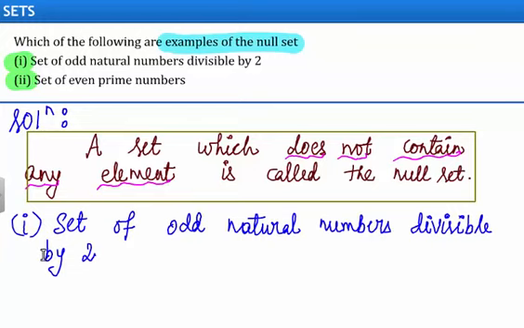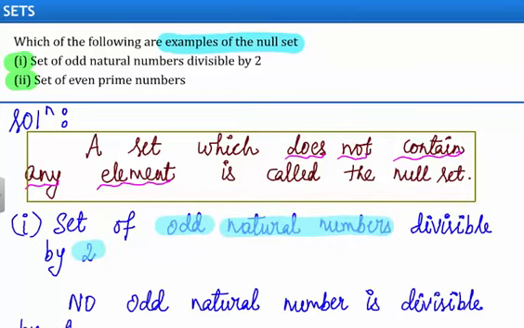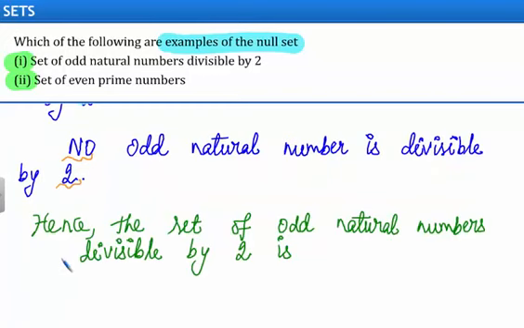In the first part of the problem, we have set of odd natural numbers divisible by 2. We know that no odd natural number is divisible by 2. Hence, the set of odd natural numbers divisible by 2 is a null set, since it does not contain any elements. This completes the first part of the problem.